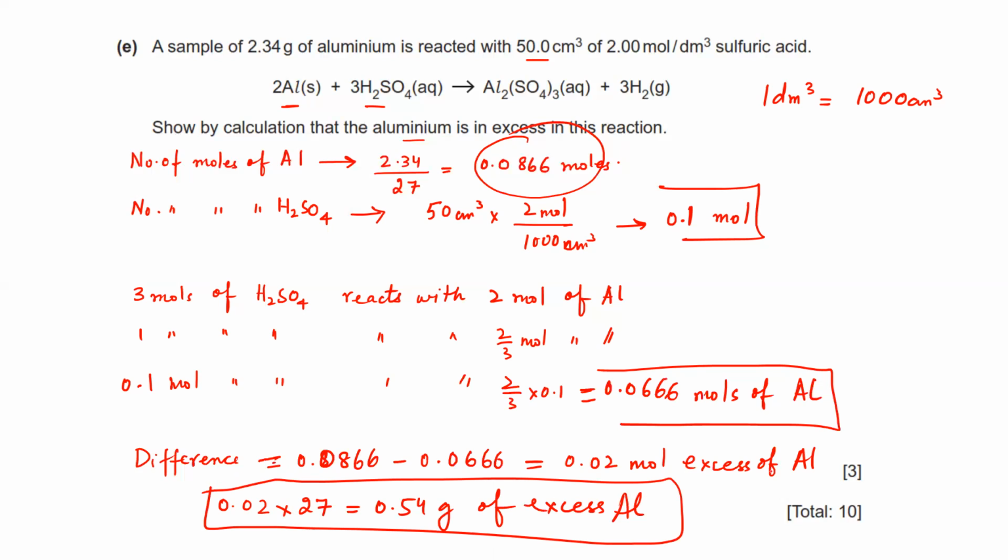So if you say something like this, 0.02 moles of excess aluminum or 0.54 grams of excess aluminum is available, you will be good for this analysis, showing that the aluminum is in excess. Okay.